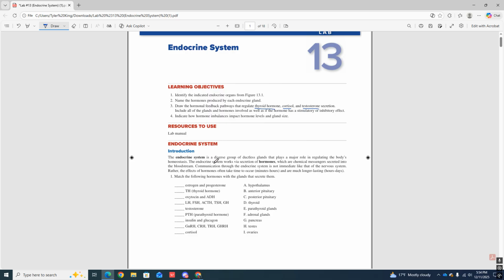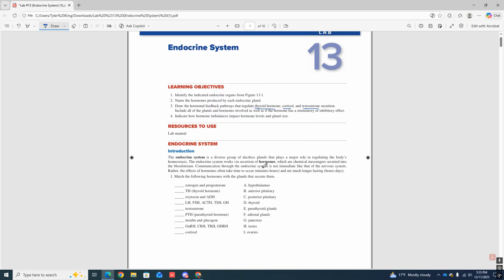So, introduction here. As you know, the endocrine system is a diverse group of ductless glands that play a major role in regulating the body's homeostasis. The endocrine system works via secretion of hormones, which are chemical messengers secreted into the bloodstream. Communication through the endocrine system is not immediate like that of the nervous system. Rather, the effects of hormones can take minutes to hours and are much longer lasting, taking hours or days to wear off.